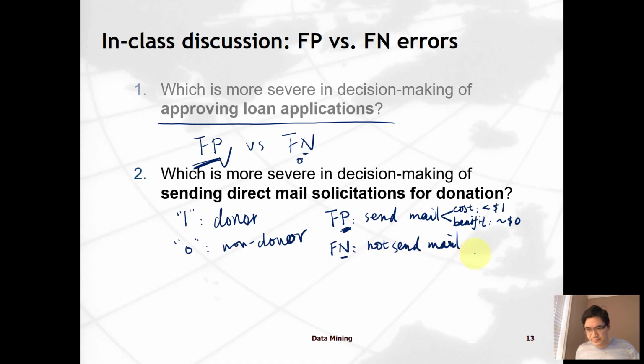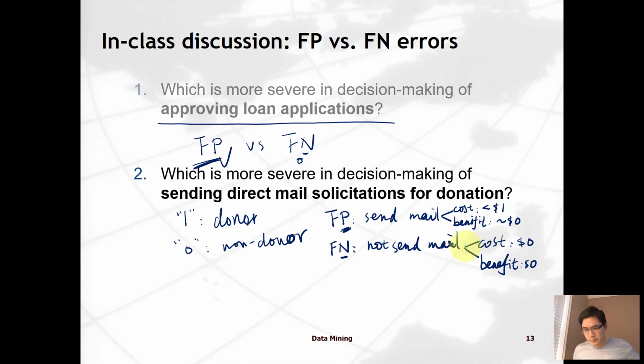But in the case of false negative, because the algorithm determined that the person will be a non-donor, the cost will be 0 because the company, by following the classification result, will not send a mail. By not sending a mail, there will be no benefit here.